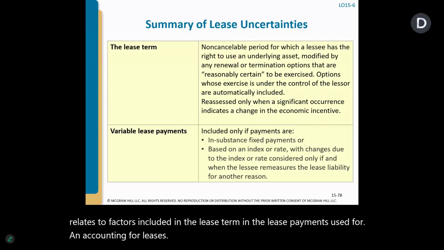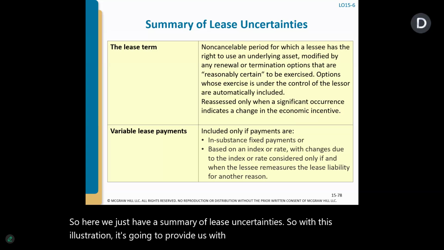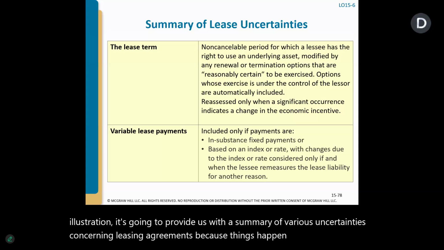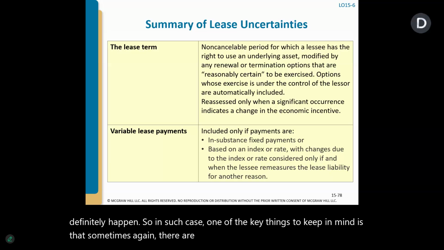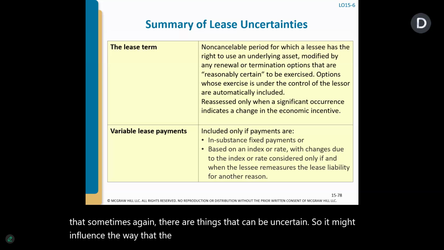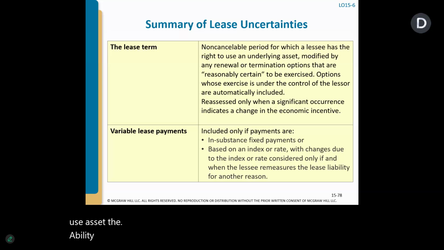So here we just have a summary of lease uncertainties. This illustration provides a summary of various uncertainties concerning leasing agreements, because things happen, right? Things definitely happen. One of the key things to keep in mind is that sometimes there are things that can be uncertain, so it might influence the way the lessee and the lessor determine the lease payments. It might also have an impact on the right-of-use asset, the lease liability, and the lessor's lease receivable. These are all things to consider.